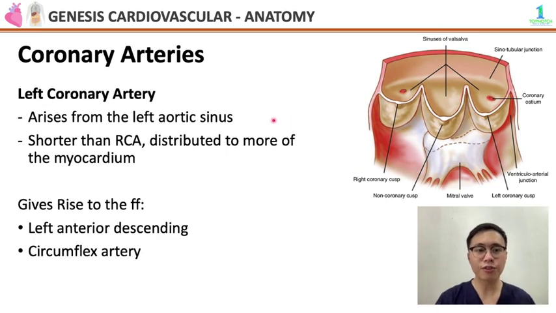So now we have the left coronary artery. This one arises from the left aortic sinus. As you can see in this picture, andito siya, no? So left coronary cusp giving rise to the left coronary artery. This one, compared to the RCA, is actually quite short, but it is distributed to more of the myocardium. The left coronary artery gives rise to two major arteries. You have the LAD, the left anterior descending, and then you have the LCX, yung left circumflex artery natin.